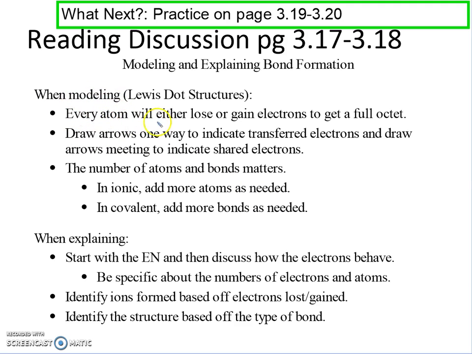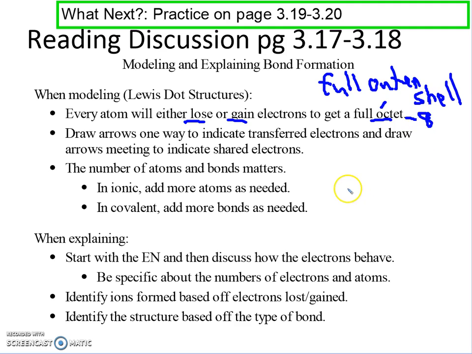When you're actually modeling, every atom will either lose or gain electrons to get a full octet, which means a full outer shell, which is usually 8, with the exception of like helium. So that's where the 8 comes from, octet, ocho, octopus. You get the idea, it's 8 electrons. Draw arrows one way to indicate transferred electrons, which is going to happen for ionic, and draw arrows meeting to indicate shared electrons, which will happen for covalent.